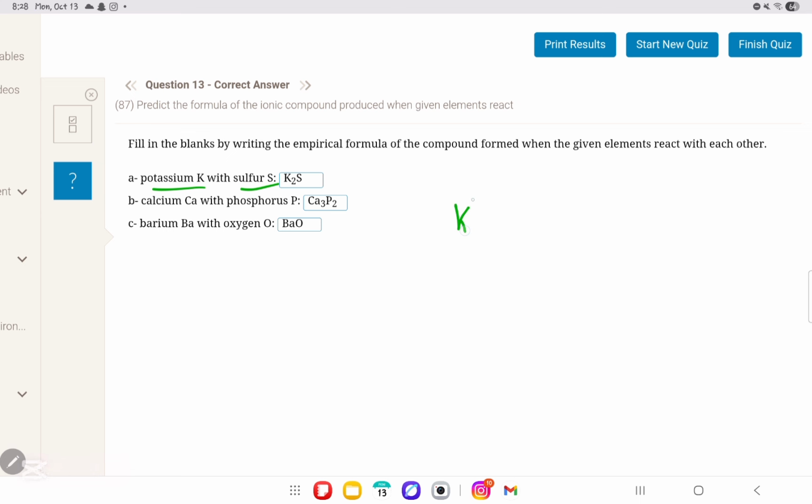We know that potassium is K+ and sulfur is S2-. So we do the crisscross and we will get K2S.